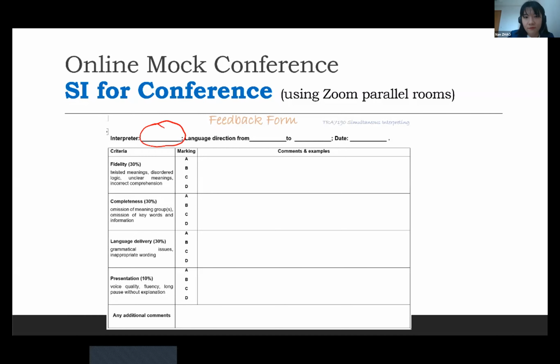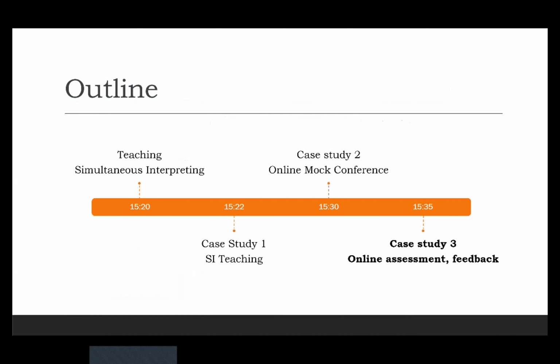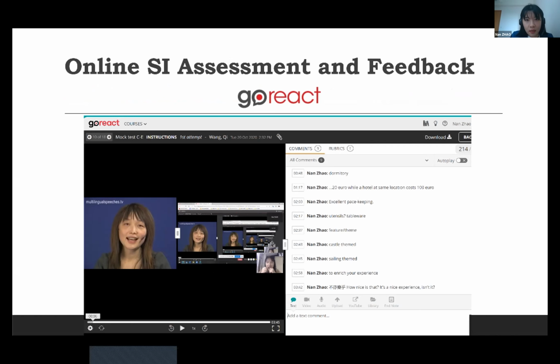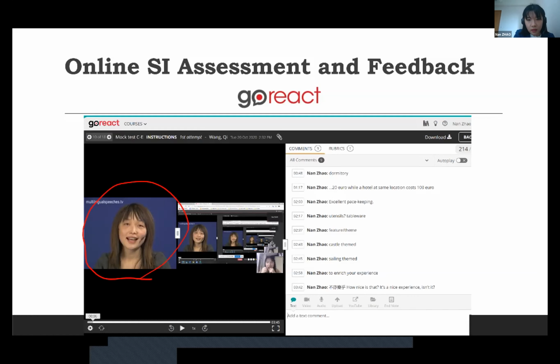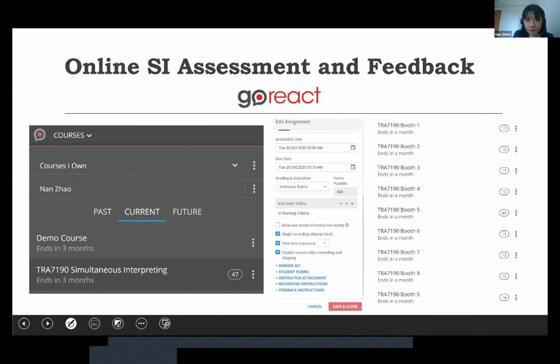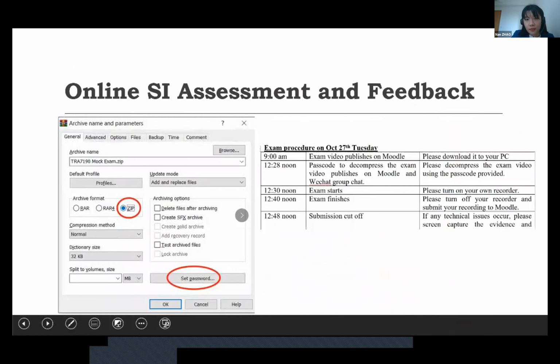So that's the feedback form we've created. So the last part is the online assessment. I use GoReact to do online feedback for my students if I give them any exercise to do, because this will make quite a real situation for them. On one side, they can see the speaker and they can see themselves. And I found the feedback in GoReact really helpful because you can do audio, video, or just type the words that you want to write. And I was even able to create different booths for them.